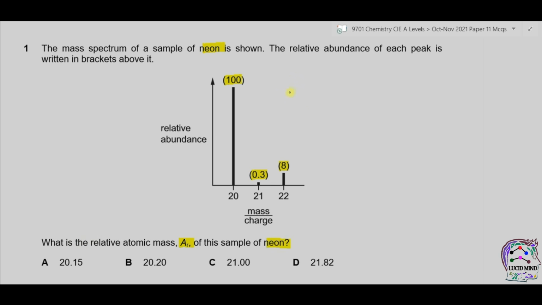We are going to use the formula. Relative atomic mass is equal to the sum of mass into relative abundance. This is done for all isotopes and they are added together, divided by the sum of relative abundance.